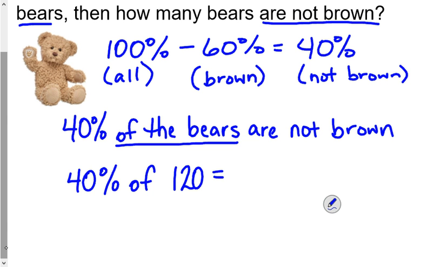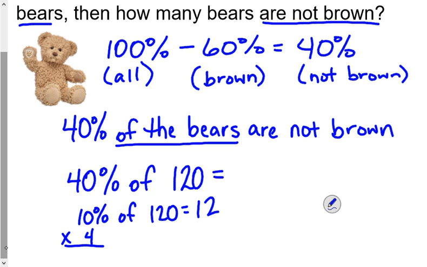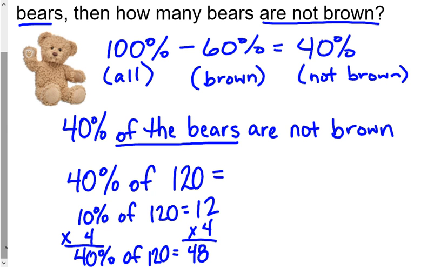So I could set this one up as my is over of if I wanted to, but I might also just look at it and say, well, really all I'm looking for is 40% of 120. So I could look at this and do 10% of 120 is 12, and if I multiply that by 4, I will get 40% of 120, which is going to be 48. So there are 48 bears that are not brown.